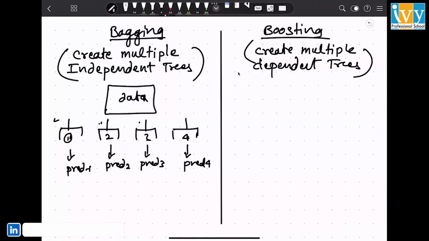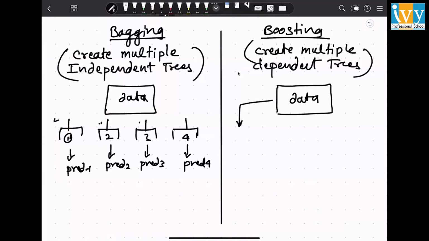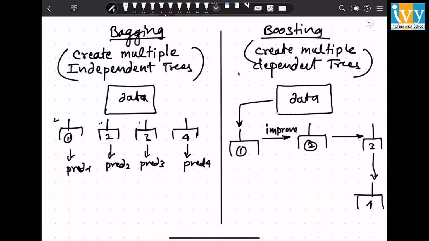But in boosting, what happens? I take the data. I create a decision tree number 1. Decision tree number 1 makes some mistakes. Obviously, there will be errors, right? It will not be 100% accurate. So what I do, I improve the errors in decision tree number 2. Then I further improve the errors in decision tree number 3. Further improve in decision tree 4. So on and so forth. So I keep on improving the errors that I made in the previous decision tree.